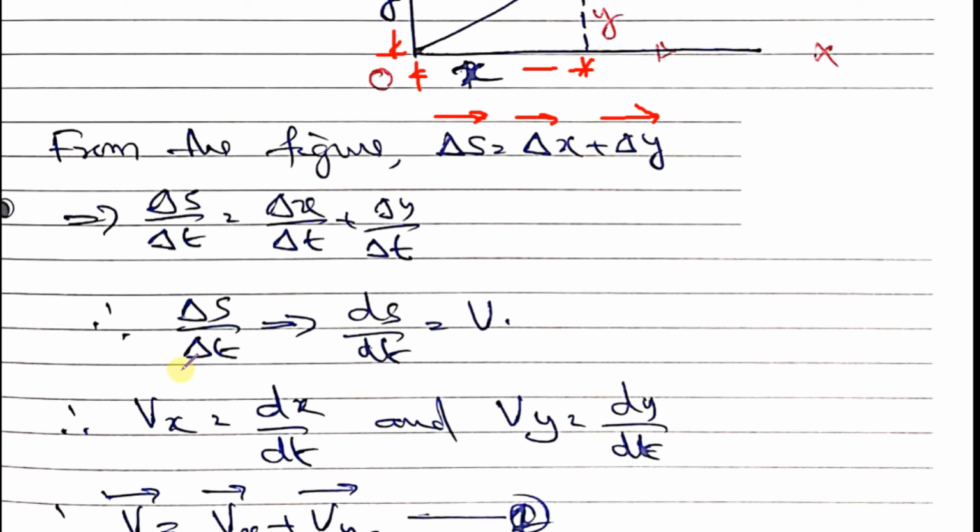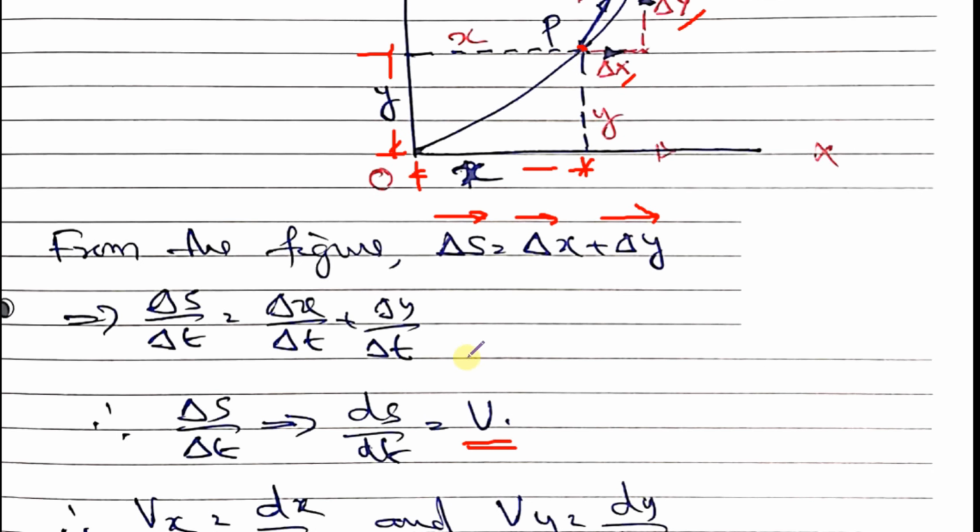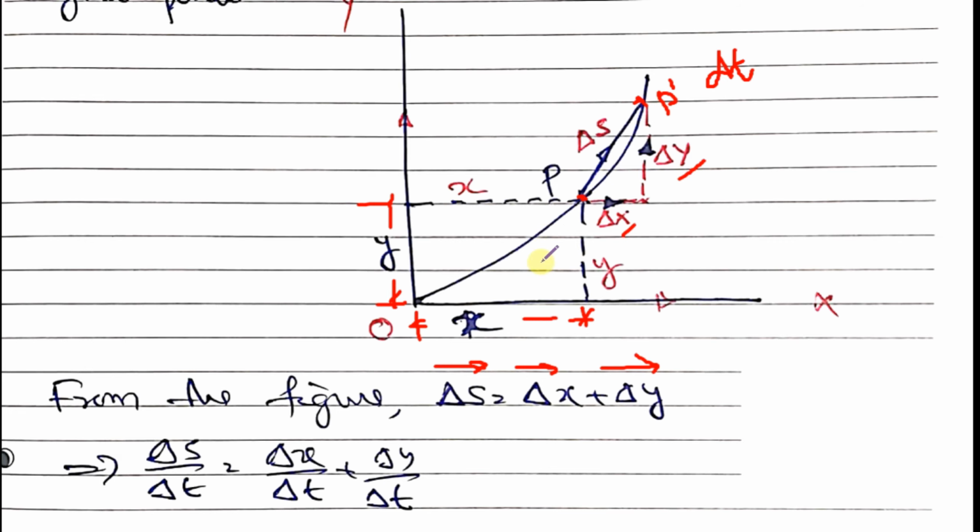Then what is delta s by delta t when delta t tends to 0? It will be ds by dt. This ds by dt, the derivative of displacement with respect to time, is velocity v. So from here we get vx equal to dx by dt and vy equal to dy by dt. These are the components of velocity along the x and y directions.